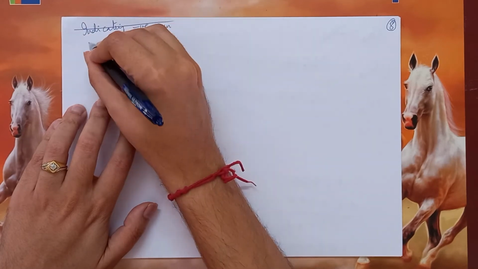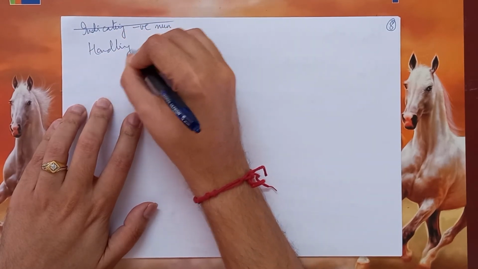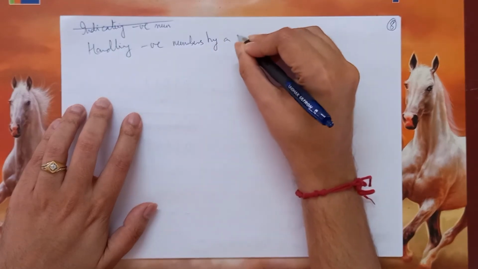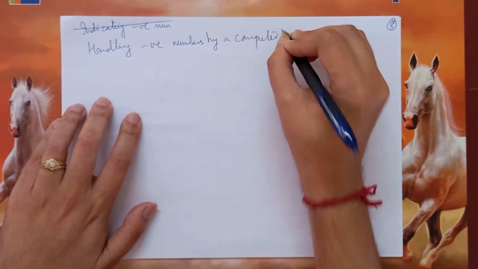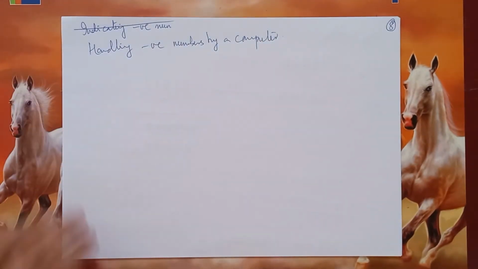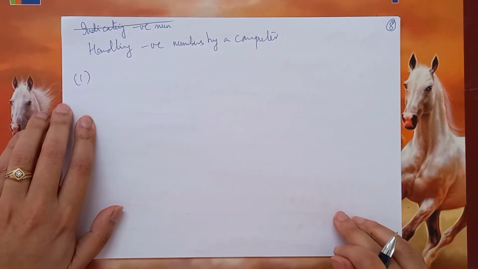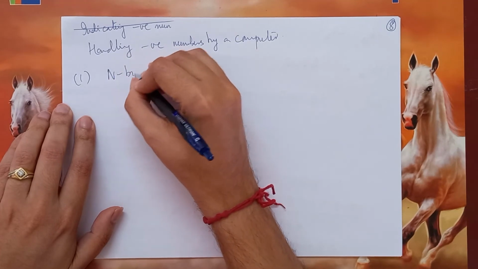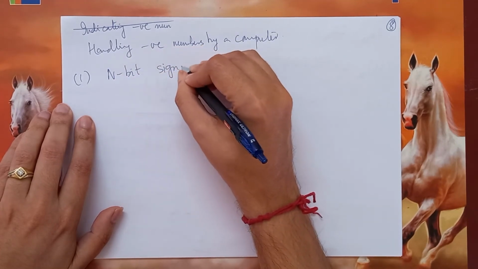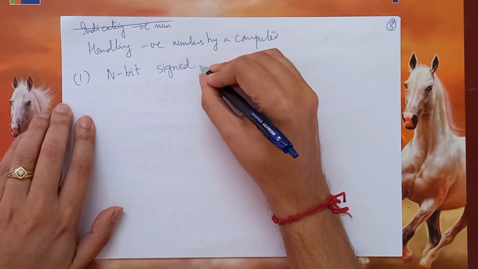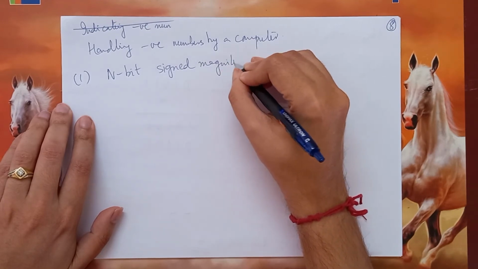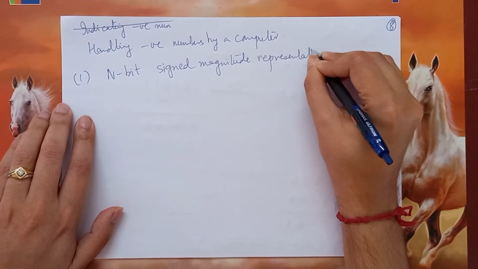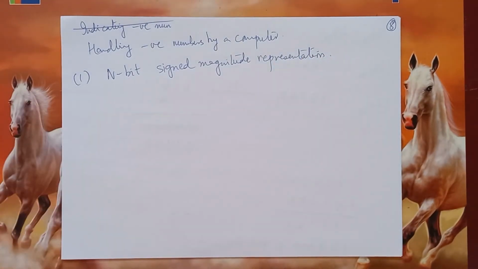Or not indicating, I'll say handling negative numbers by a computer. So the first technique is called an n-bit signed magnitude representation.